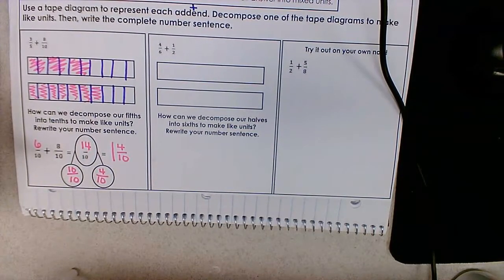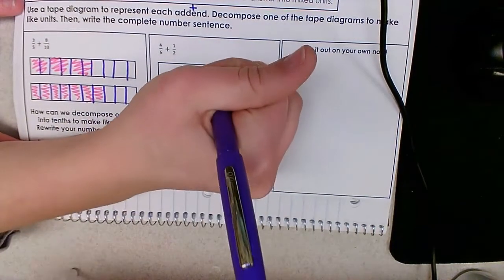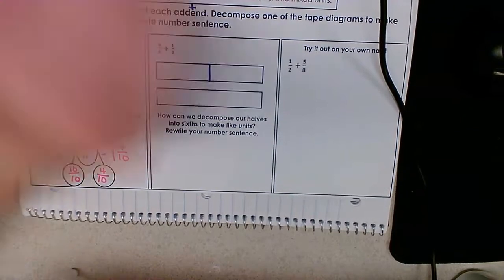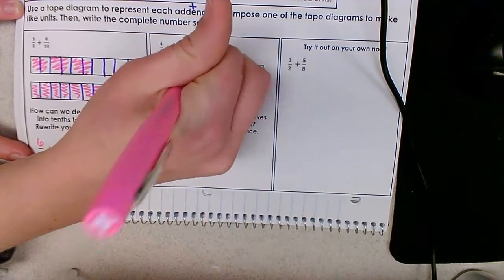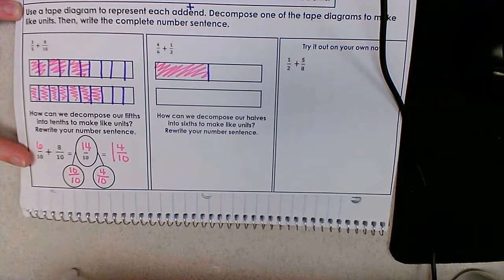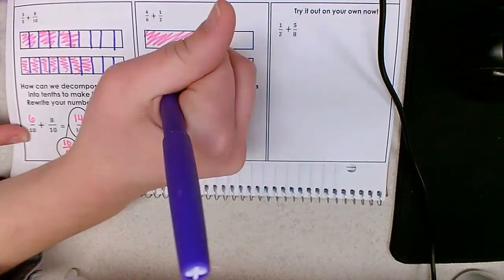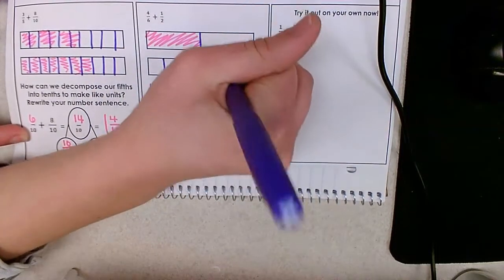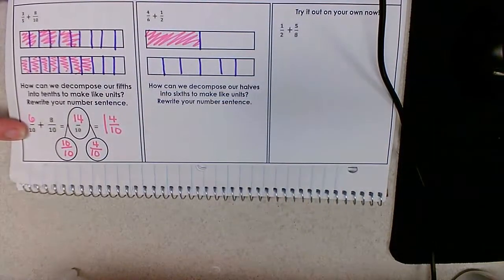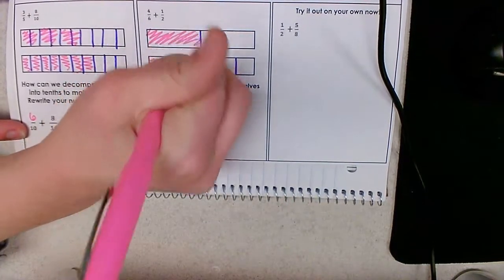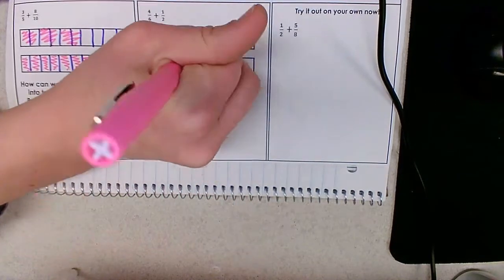4/6 plus 1/2. I'm going to start with my larger units, my halves. Shade in one of them. And then I'm going to show my sixths. And I'll shade in 4 of those sixths.